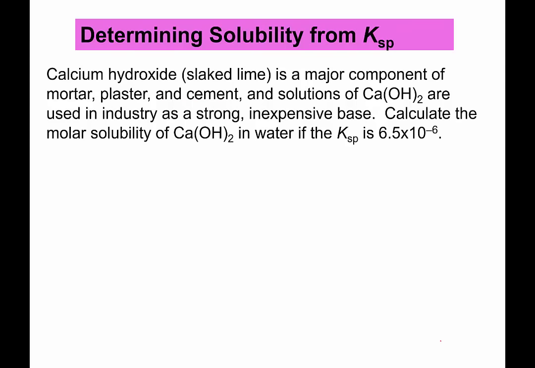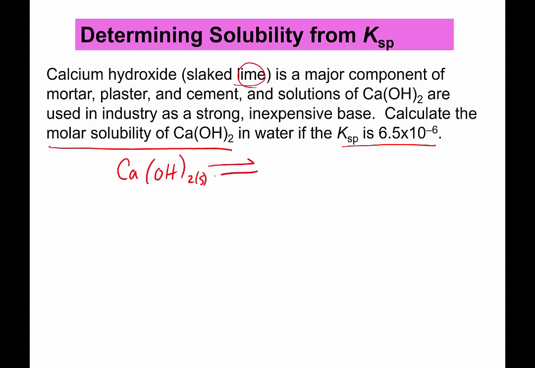I just want to show you another example. Calcium hydroxide, or lime, is a major component of cement, and calcium hydroxide solutions are used in industry. For this problem, we're going to calculate the molar solubility of calcium hydroxide knowing the KSP. So this is kind of going the other direction. Again, always start by writing out that balanced equation: calcium hydroxide, solid, dissolving to form calcium 2 plus and 2 OH minus.